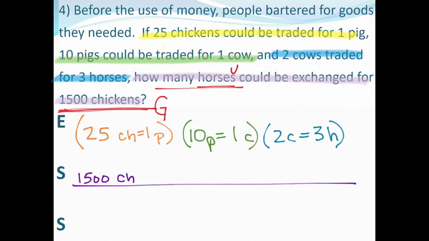So 1,500 chickens is what I've got. But I don't want chickens. I want to get rid of my chickens and try and get some horses. But unfortunately, no one is trading chickens straight for horses. So the only way I can get rid of my chickens is to trade them for pigs.